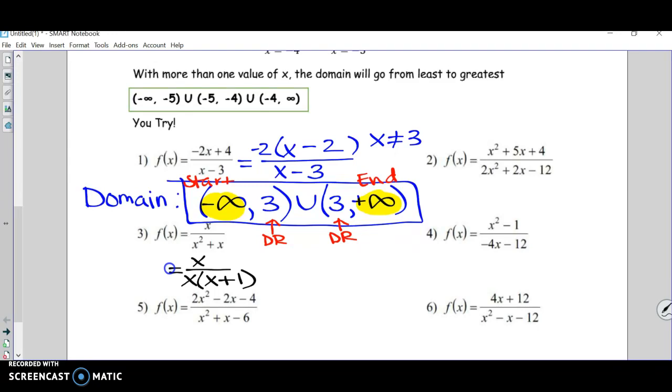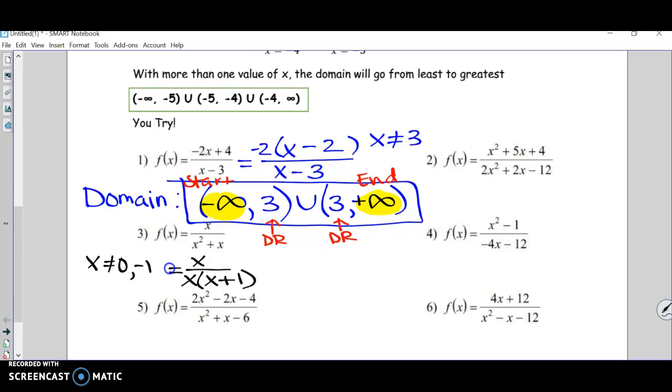If I said both of these, remember it's anywhere you see an x in your denominator. You guys did really well with this on the test. Anywhere you have an x. If I set this x equal to 0, x cannot equal 0, right? What if I set this x plus 1 equal to 0? What would x not equal? -1. It's the opposite, remember.